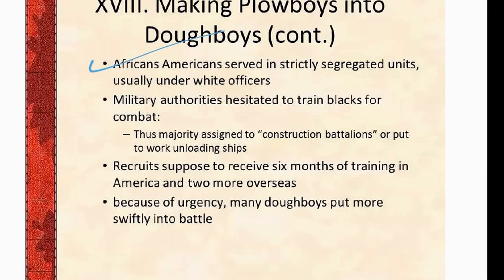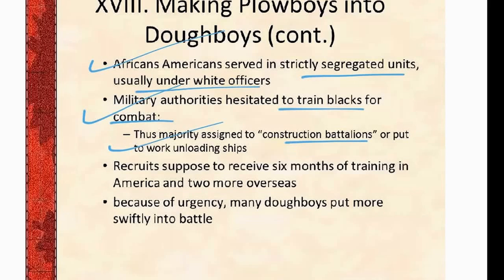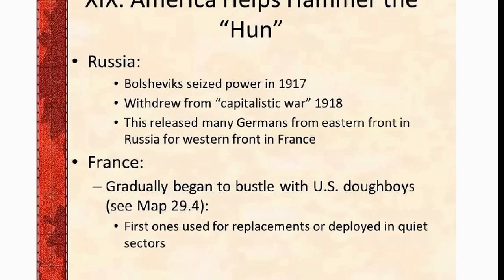African Americans served in strictly segregated units, usually under white officers, and the military authorities hesitated to train blacks for combat. Thus, the majority were assigned to construction battalions or put to work unloading ships. Recruits were supposed to receive 6 months of training in America and 2 more overseas, but because of the urgency, many doughboys were put more swiftly into battle.